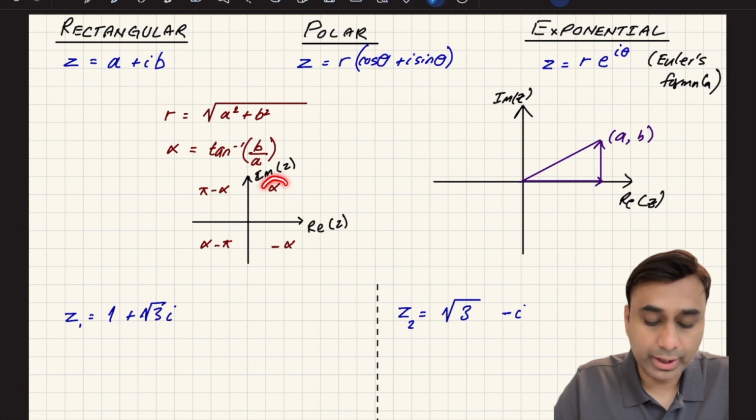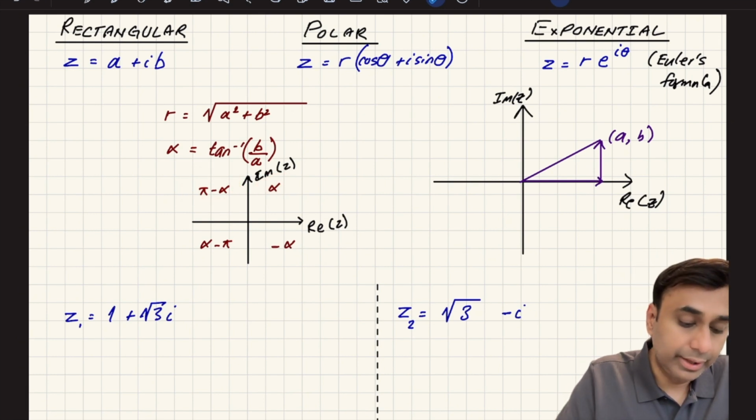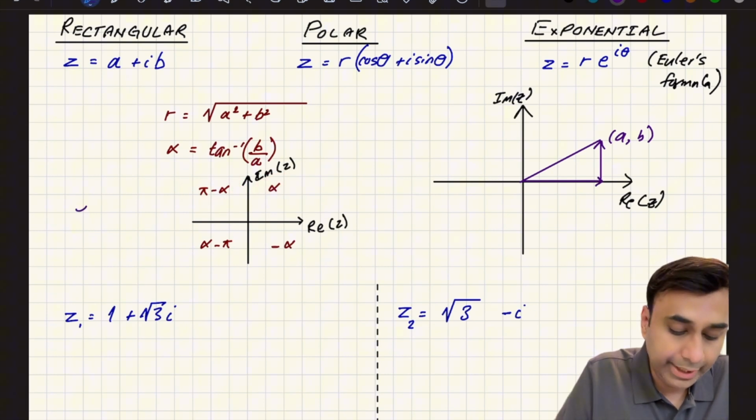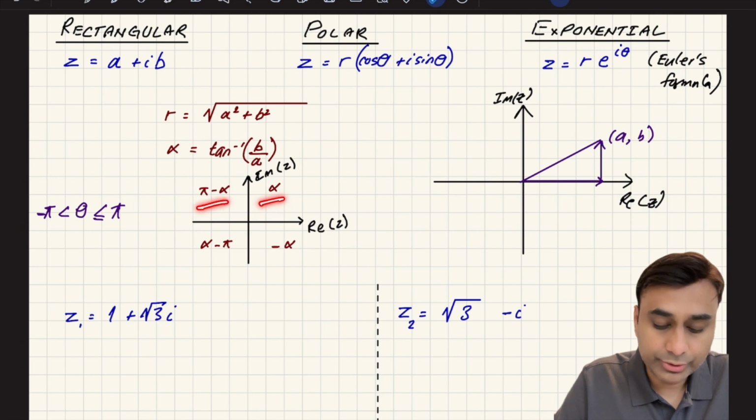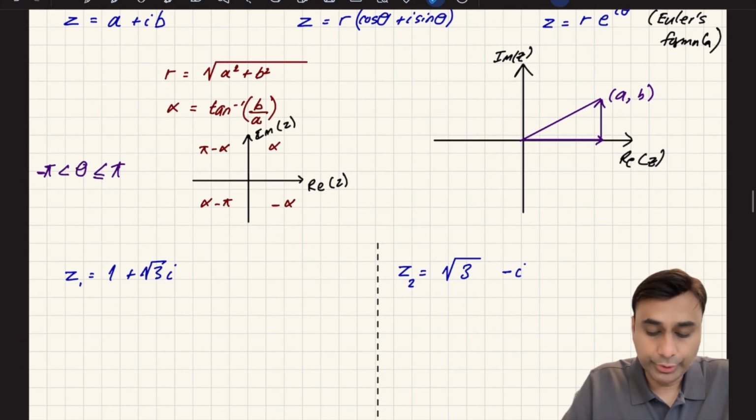For the first quadrant, it will be alpha. For the second quadrant, it will be pi minus alpha. Because the range of the argument that you have to take has to be between minus pi and pi. You can use these formulas to find the arguments once you get the basic angle. Let me show you how you do that.